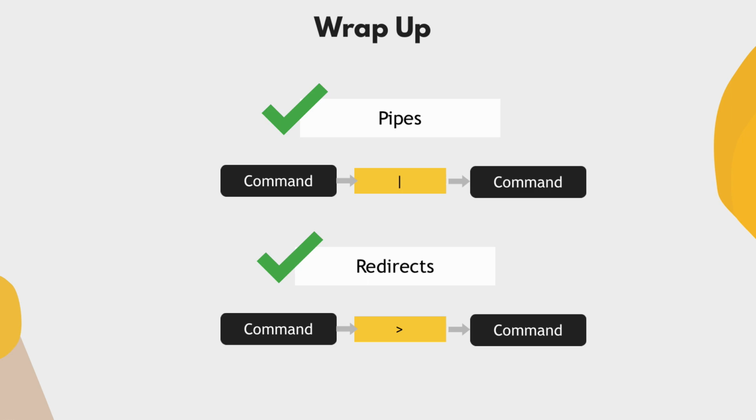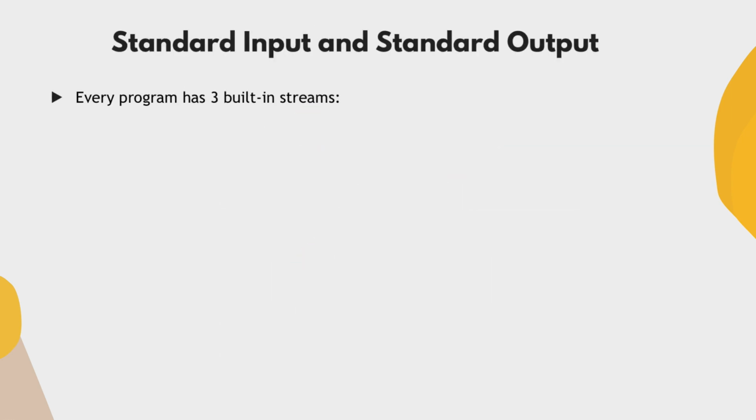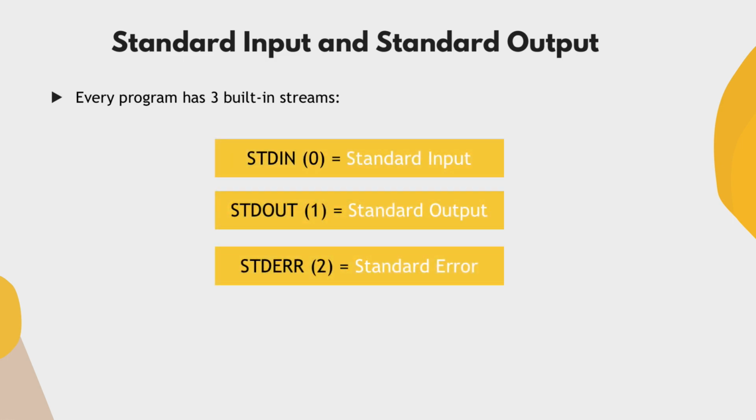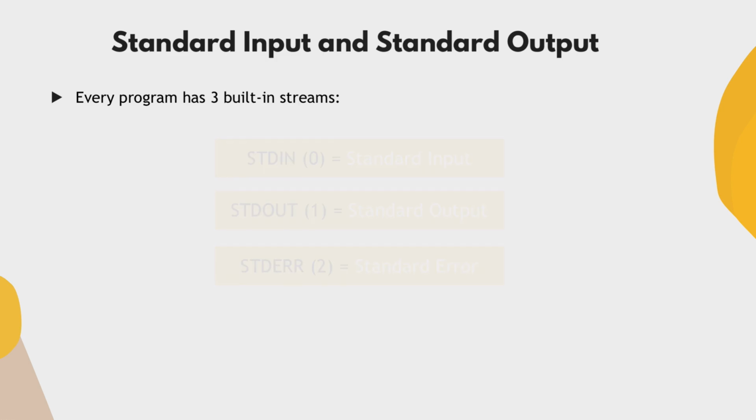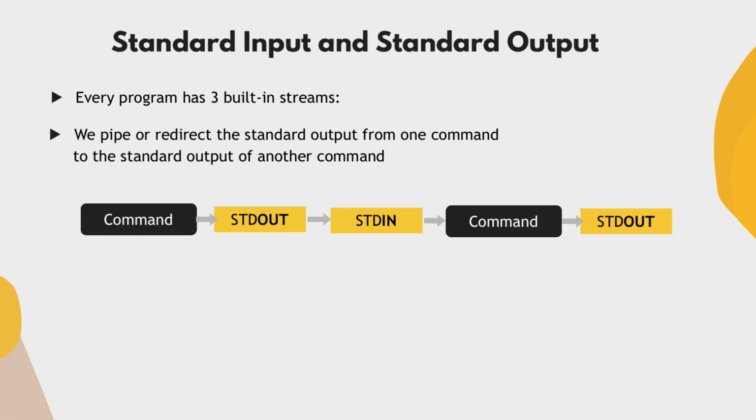So you run one command or one program and then pipe or redirect the output from that command into another and then another and so on. And as I mentioned at the very beginning, each command in Linux can have an input and output. And this input and output actually have formal or official terms in Linux called standard input, or stdin, and standard output, stdout. So with these terms, we're talking about piping or redirecting the standard output from one command to the standard input of another command.